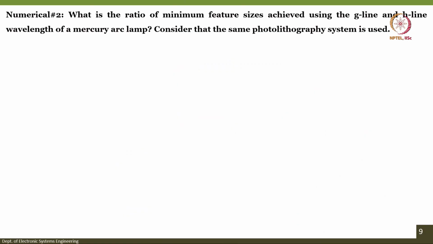Another example, if you see, what is the ratio of minimum feature size achieved using G line and H line wavelengths of a mercury arc lamp. Now, the mercury arc lamp has been used as an illumination source for a long time. Consider that the same photolithography system is being used. So your lenses and everything are the same, the way you are illuminating your lenses is the same, which in other words says that your numerical aperture and K remain the same.